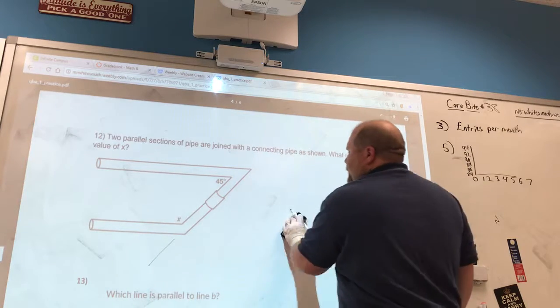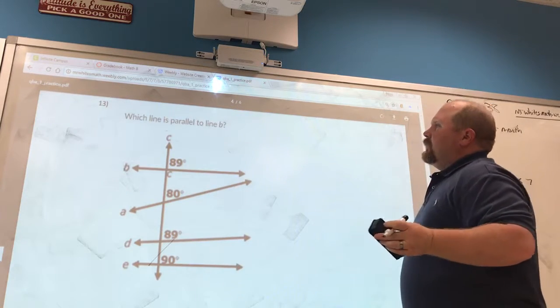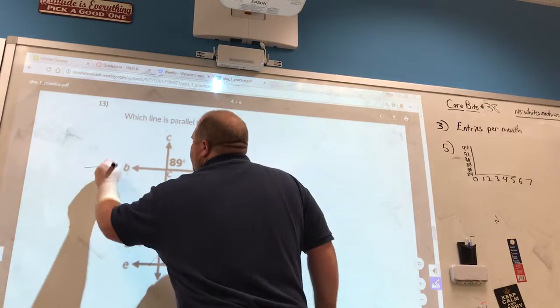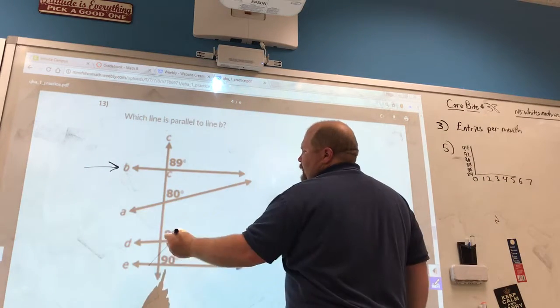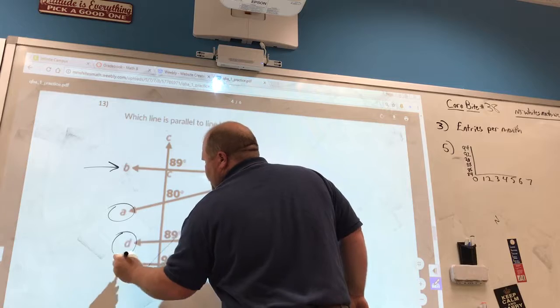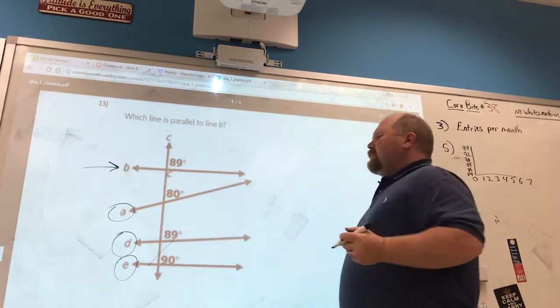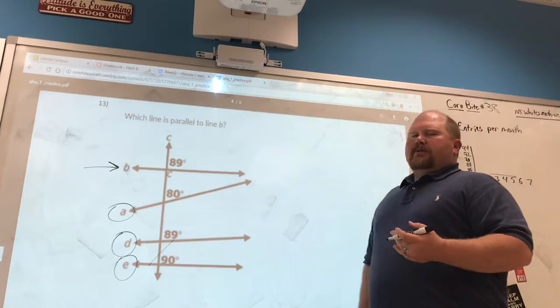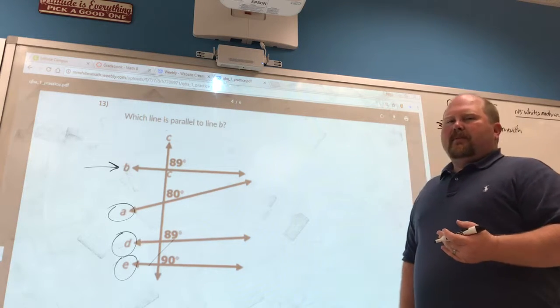All right, problem number 13. Which line is parallel to B? So we're looking at line B, and we're looking for one that is parallel to it. Our choices are A, D, and E. I've told you many, many times over the course of this year, don't go by the way things are drawn. You must go by the numbers that are provided.